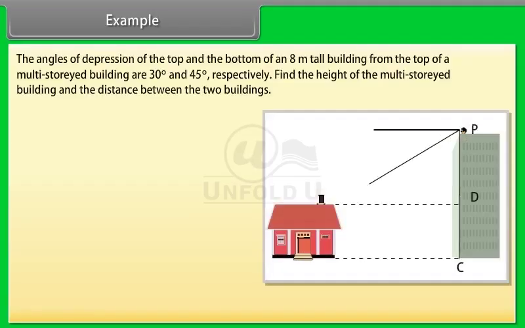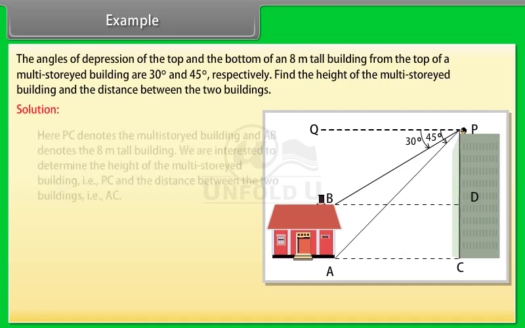Example. The angles of depression of the top and the bottom of an 8 meter tall building from the top of a multi-storied building are 30 degree and 45 degree respectively. Find the height of the multi-storied building and the distance between the two buildings.